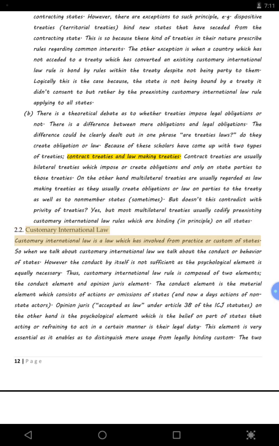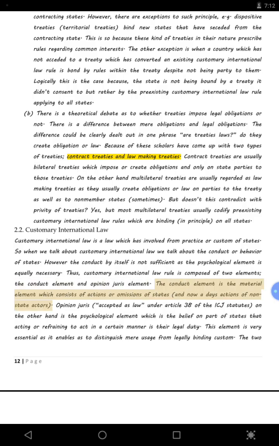2.2. Customary international law. Customary international law is a law which has evolved from practice or custom of states. So when we talk about customary international law, we talk about the conduct or behavior of states. However, the conduct by itself is not sufficient as the psychological element is equally necessary. Thus, a customary international law rule is composed of two elements: the conduct element and the opinio juris element.